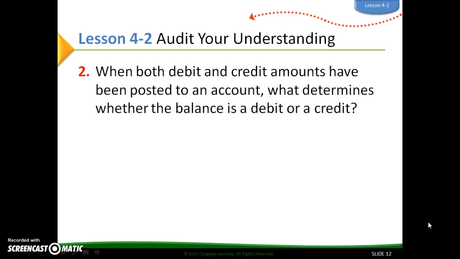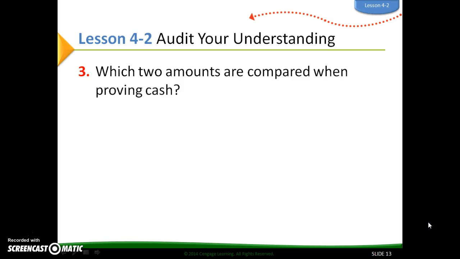Second question, when both debit and credit amounts have been posted to an account, what determines whether the balance in the account is a debit or a credit? So you want to think that through. And which two amounts are compared when you're proving cash? What is it you're looking at when you're proving cash?